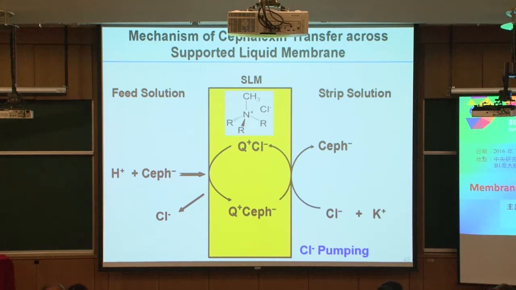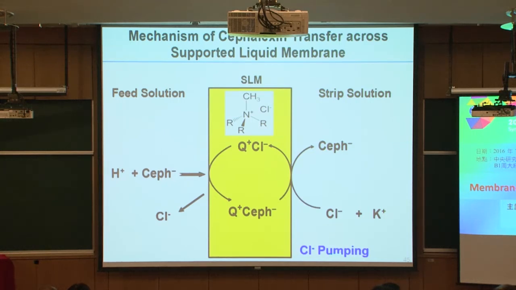And then we use quaternary ammonium chloride as an extraction agent. This is commercially available, called Aliquat. So that can do ion exchange: chloride can come out, and sulforection can come in. And then, coming to this side, we use potassium chloride as a stripping agent. Because the chloride concentration is higher here, we can strip it out.